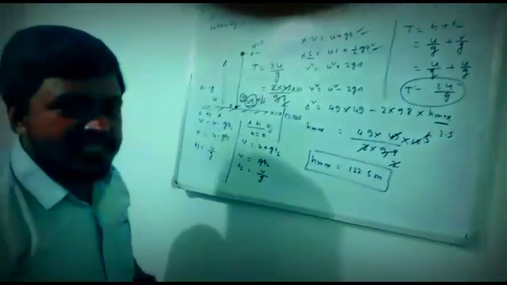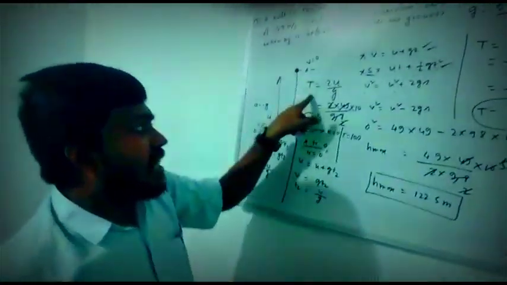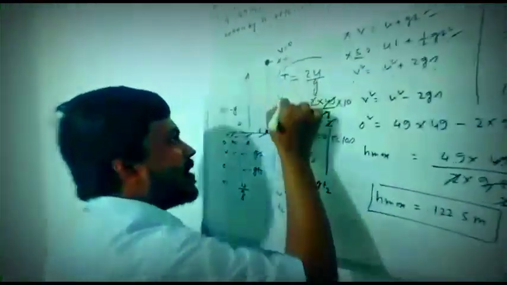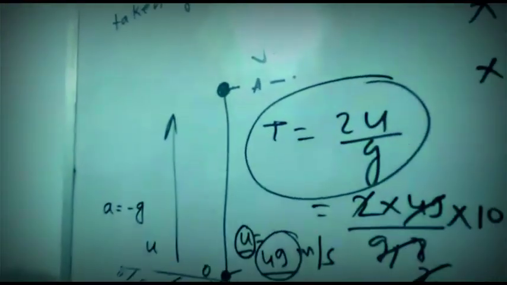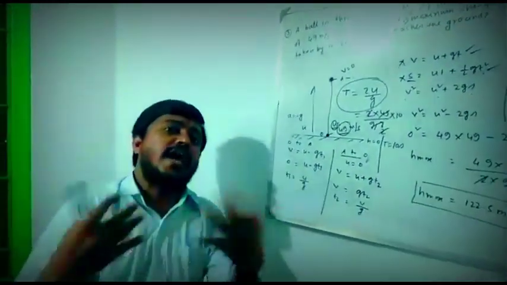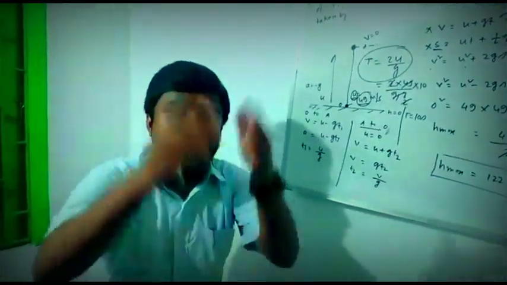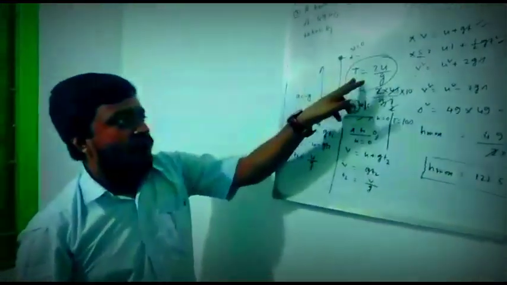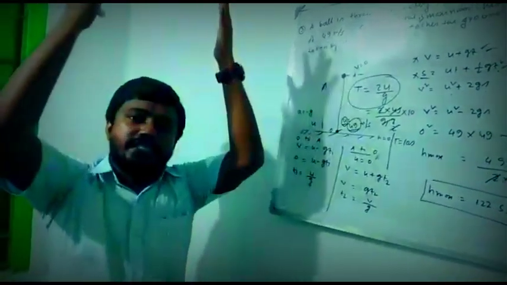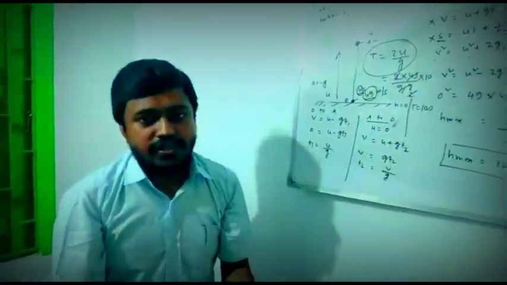I think it is clear to all of you. The time taken for the entire journey, T equals 2u by g. It is better you remember this formula. This is the time taken for the entire journey, also called the time of flight. The formula is 2u by g, which covers both the upward journey and the downward journey.